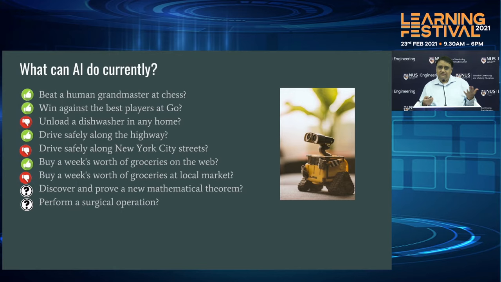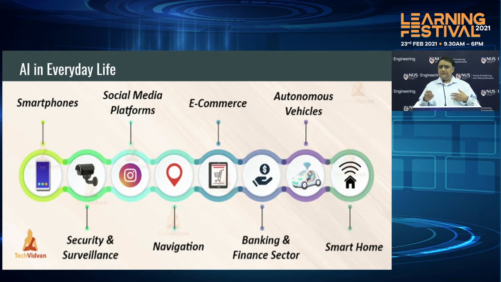All right, so let's talk a little bit about applications. We've already seen some broad applications, and we know that in our daily lives, I'm trying to argue that AI is there. So here is a graphic that shows some of the verticals in which AI plays a tremendous role. So for example, smartphones, your smartphone is using a lot of artificial intelligent algorithms.